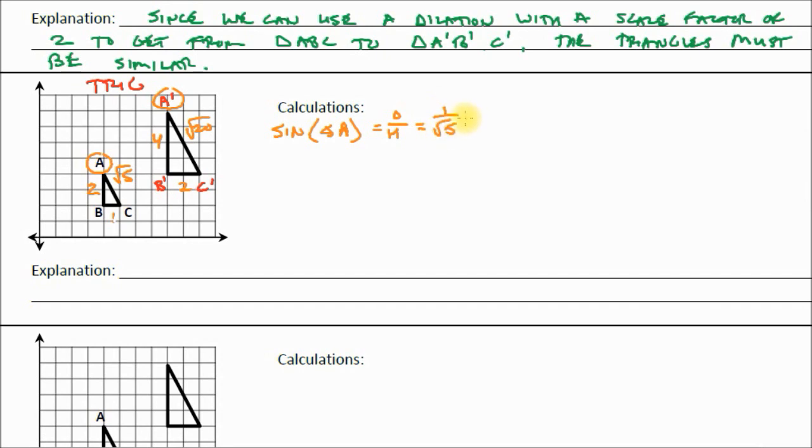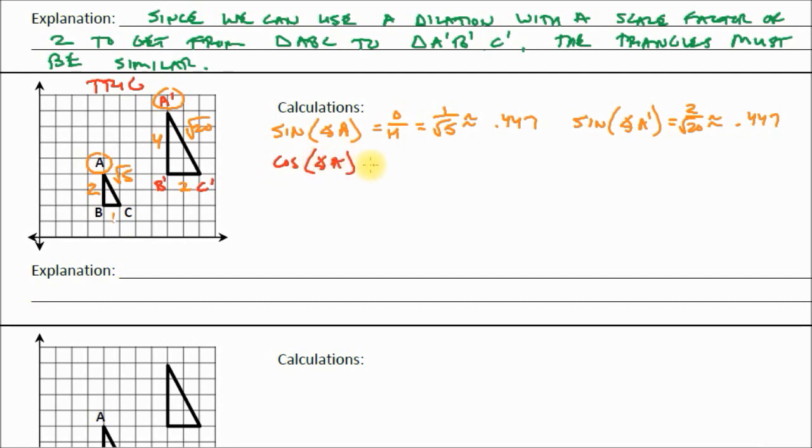So sine of angle A is equal to opposite over hypotenuse, which is 1 over the square root of 5, which is approximately 0.447. Sine of angle A prime is equal to 2 over the square root of 20, which is approximately 0.447. Put it in your calculator, you will see that. There's our first one. Let's try cosine.